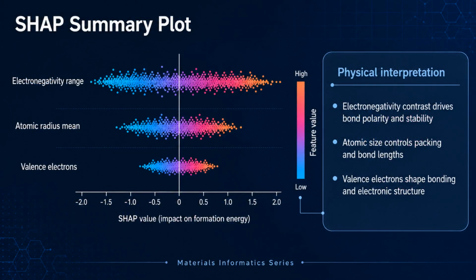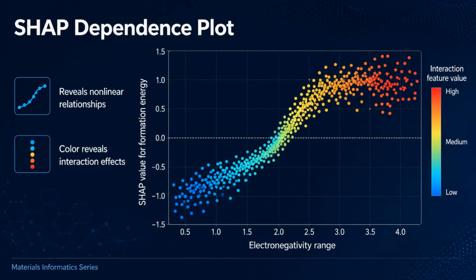The SHAP summary plot shows feature importance and effect direction. Features are ranked by mean absolute SHAP value. Each dot is a sample, positioned by SHAP value and colored by feature value. For formation energy, you might see electronegativity range with high positive SHAP for high values, meaning large electronegativity spread increases formation energy.